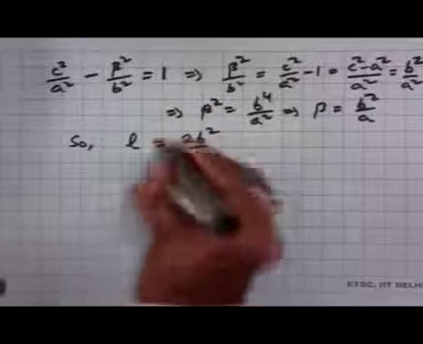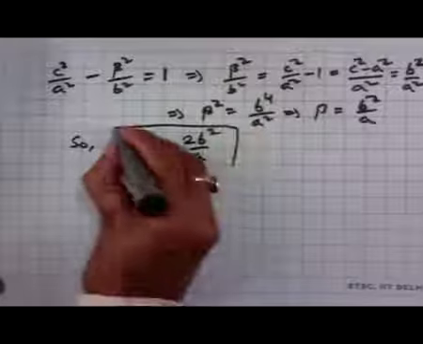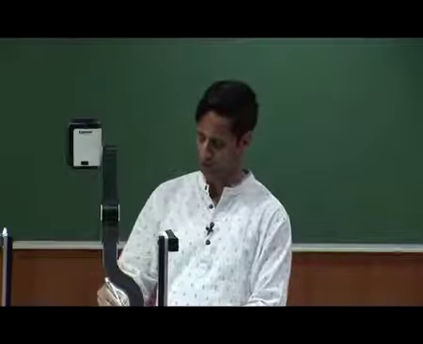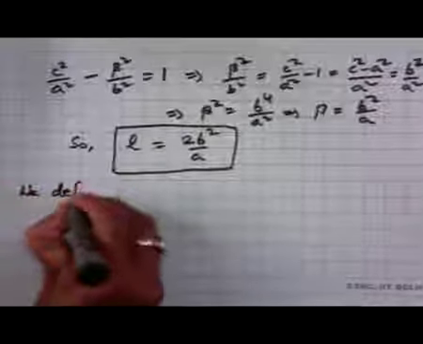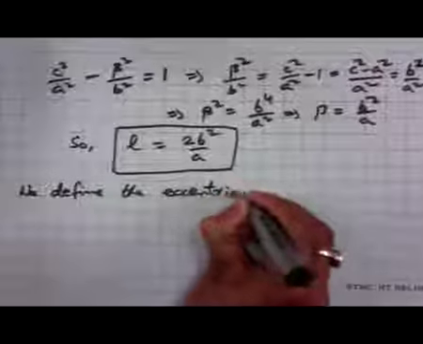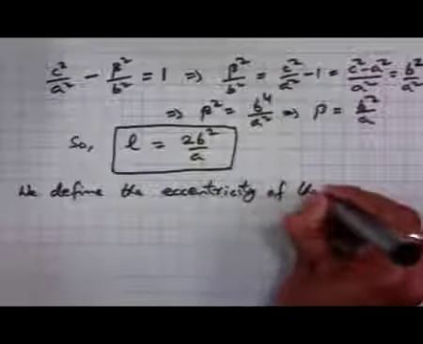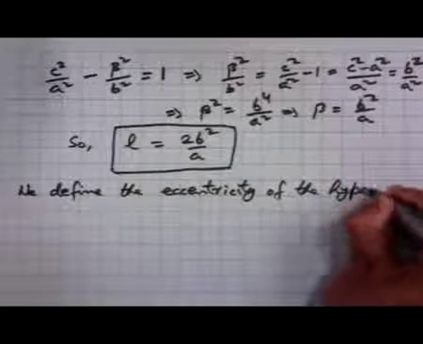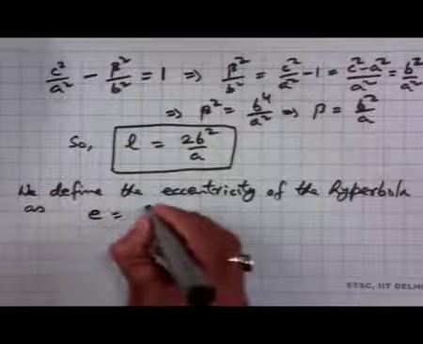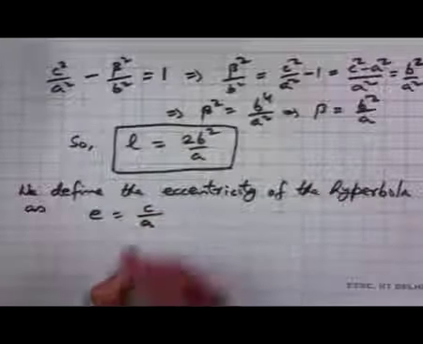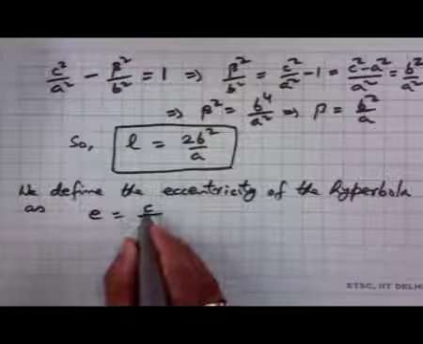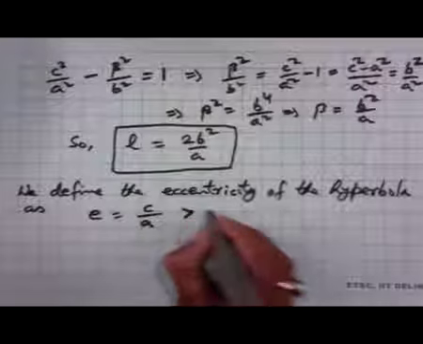This is the same formula as we got for ellipse. Length of latus rectum is 2 b square by a. Now, just like for ellipse, we define the eccentricity of the hyperbola as e equal to c by a. So, for hyperbola what we see is that a is strictly less than c, so e is greater than 1.